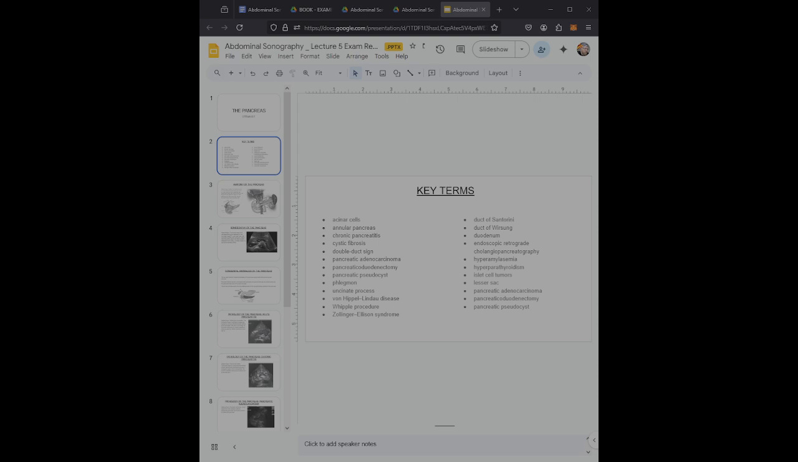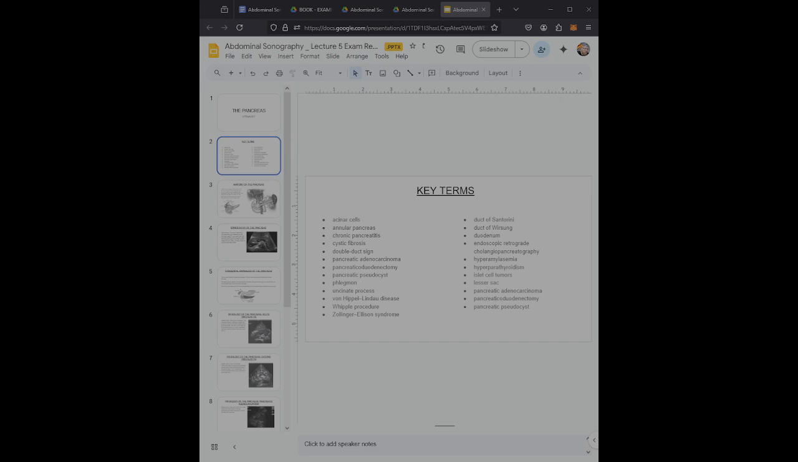Chronic pancreatitis, recurring destruction of pancreatic tissue that results in atrophy, fibrosis, and scarring. Cystic fibrosis, this is an inherited disorder that can affect lungs, liver, pancreas, and other organs. The double duct sign is consistent with enlargement of the common bile duct and the pancreatic duct. The duct of Santorini is the accessory duct of the pancreas. The duct of Wirsung is the main pancreatic duct.